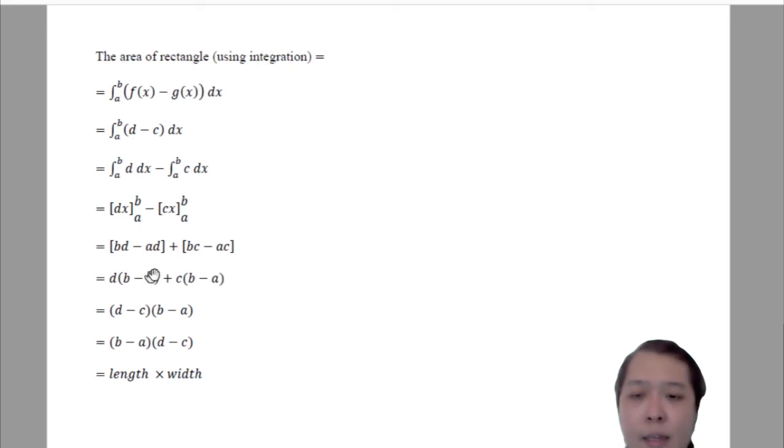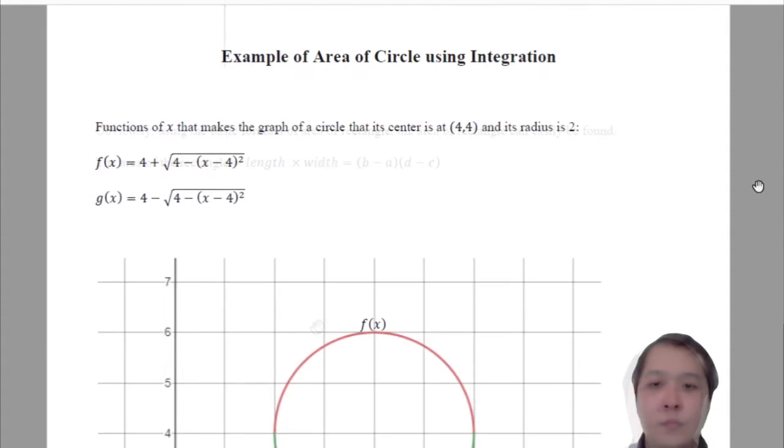And then in the last few steps, we have some algebraic manipulation here to have regrouping, so that the last expression will look like this, (b minus a) times (b minus c), so that we can conclude that it is actually length times width, or length times breadth.